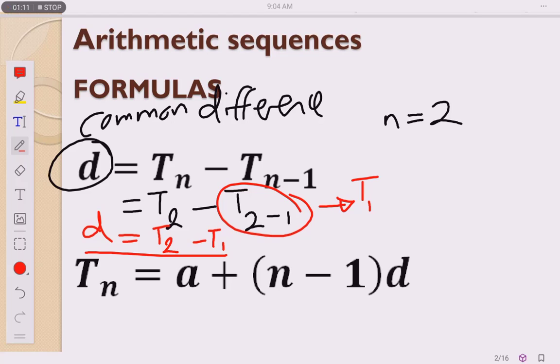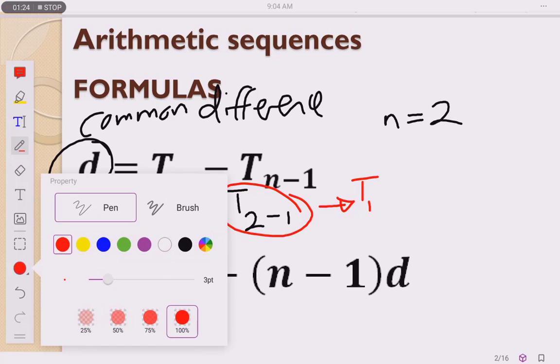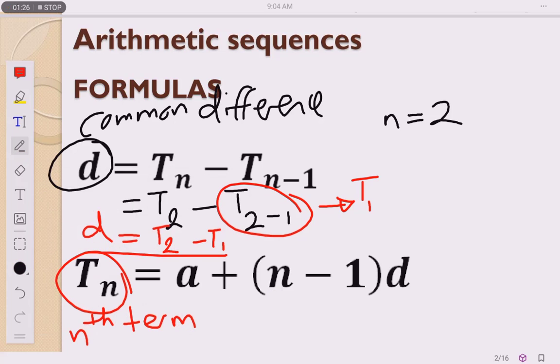Then for us to find the nth term, this Tn is the nth term. We are saying nth term is equal to A plus n minus 1 times D, where A is our first term and D is our common difference. So we are going to be using that formula. Okay, so let's have a look at some questions so that we answer.